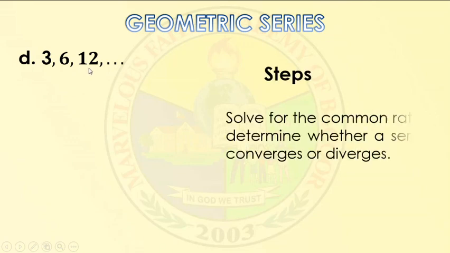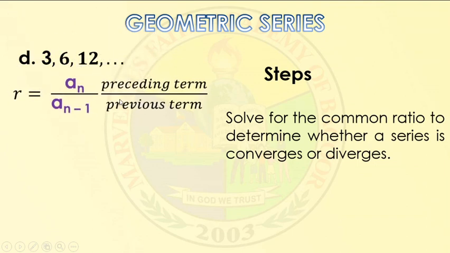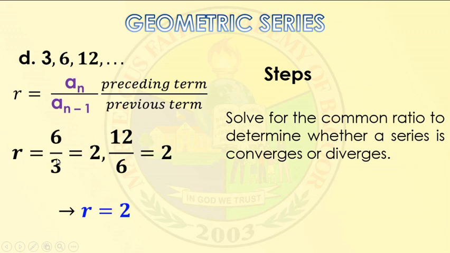Okay, so we're going to find now for the value of the common ratio and to determine whether the series converges or diverges. Okay, so using the formula, a sub n over a sub n minus 1, or yung pinakamadali, preceding term over the previous term. Preceding term is 6 and previous term is 3. 6 divided by 3, the answer is 2. 12 is the preceding term and 6 is the previous term. 12 divided by 6, the answer is 2. So, the value of the common ratio is equals to 2.